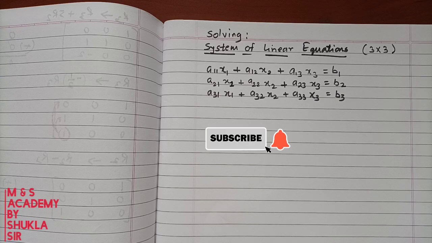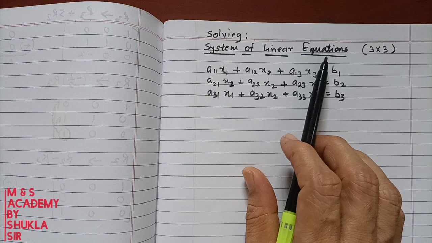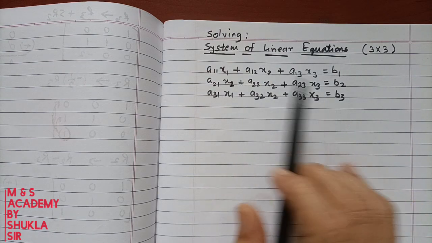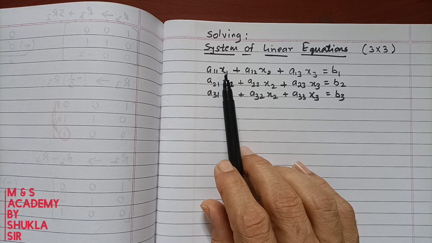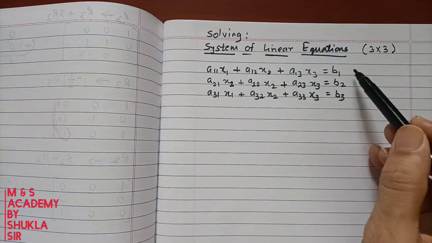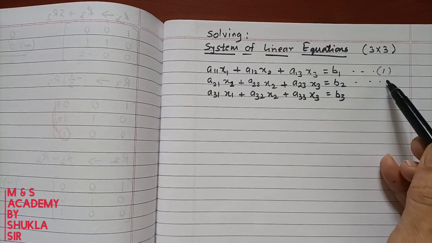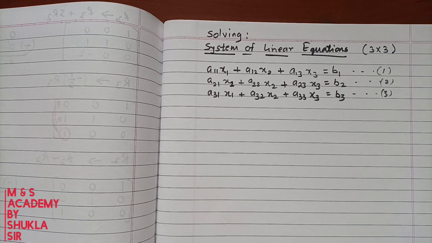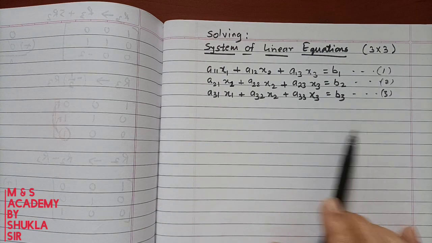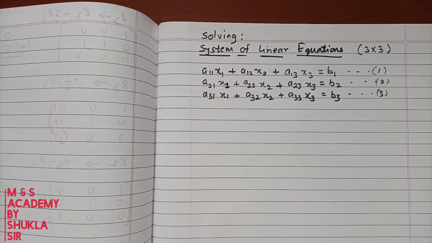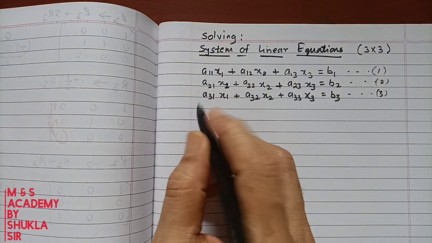Consider the system of linear equations, 3 by 3, that is 3 equations with 3 variables. You can see here x1, x2 and x3 are the 3 variables with equation number 1, equation number 2 and equation number 3. Now the given system of linear equations can be written in matrix form, and that matrix is called an augmented matrix.